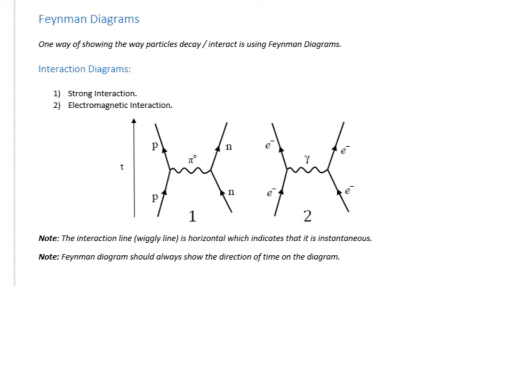Key thing to notice is on the diagrams you need to show which way time's going. So this is before and this is after. And with interactions, this wiggly line should be horizontal, so it should be perpendicular to your time axis, showing that it's happening instantly. Okay, so that's that.